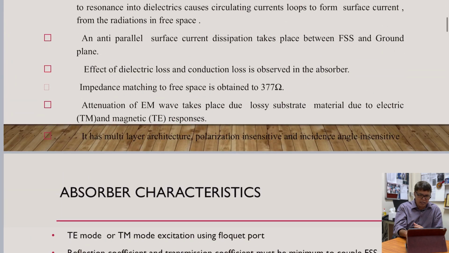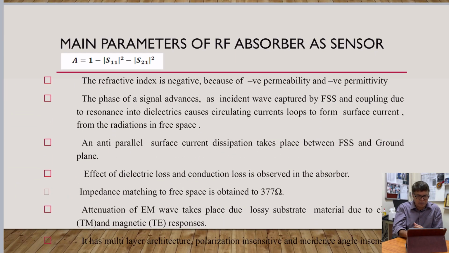Now coming back to the characteristics of the RF absorber process. Now we see A is equal to 1 minus |S11| squared minus |S21| squared.